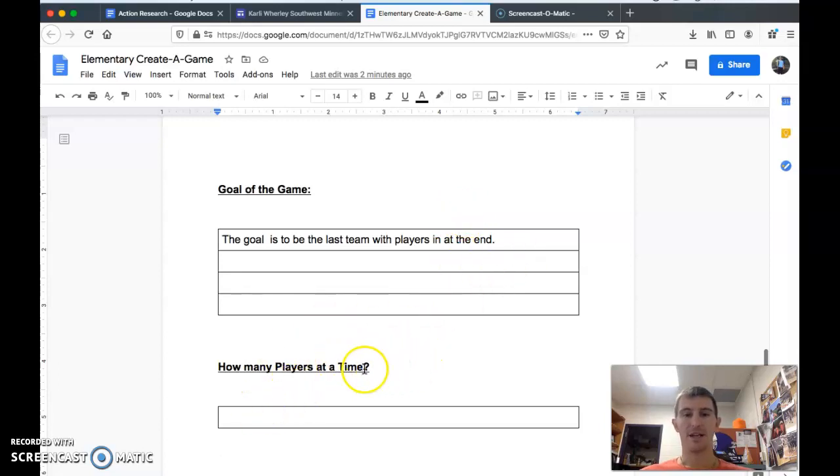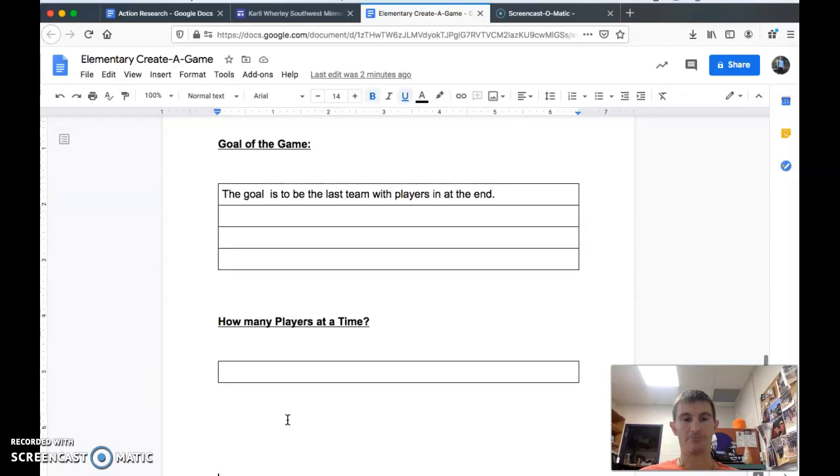How many players at a time? Your game may be a game where everyone is playing at the same time, where you have 2 teams, or you have 4 teams. I would encourage you as much as possible when you're creating this game to have as many players in as you can at a time, because the more people that are in, the more involved people are, and the less chances you're going to have problems with people messing around while you're doing this stuff.